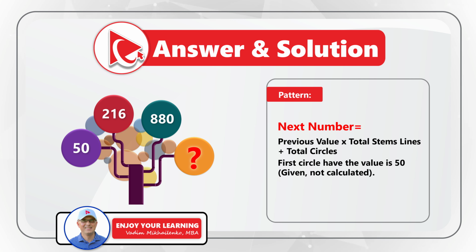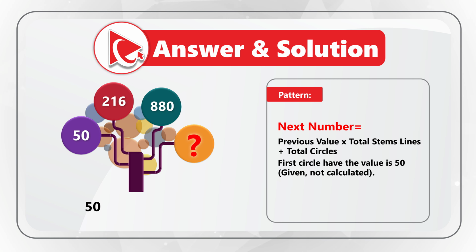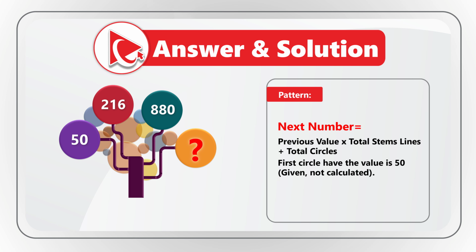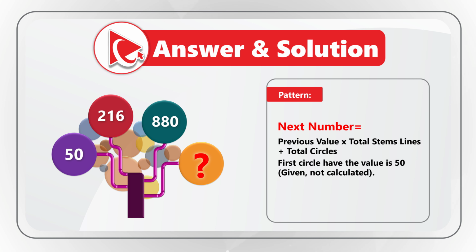The second number, though, is calculated: previous number 50 multiplied by 4 plus 16, and the result of this is 216. The third number is calculated as 216 multiplied by 4 plus 16 and equals 880. Now you might be wondering what is 4 and where it came from, and what is 16. The 4 is the number of stem lines in this structure. Let's count them: 1, 2, 3, and 4. And 16 is the total number of circles.